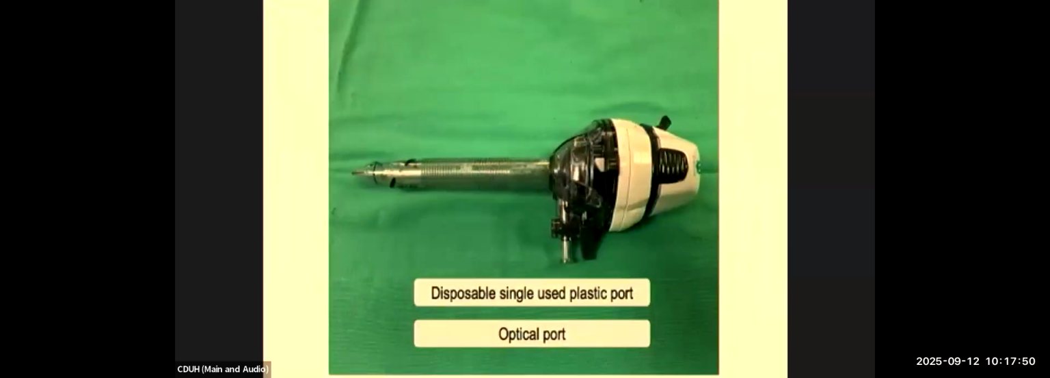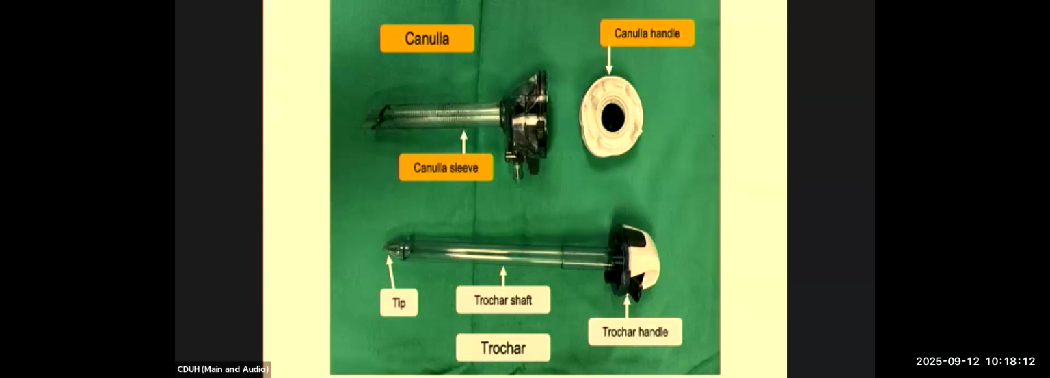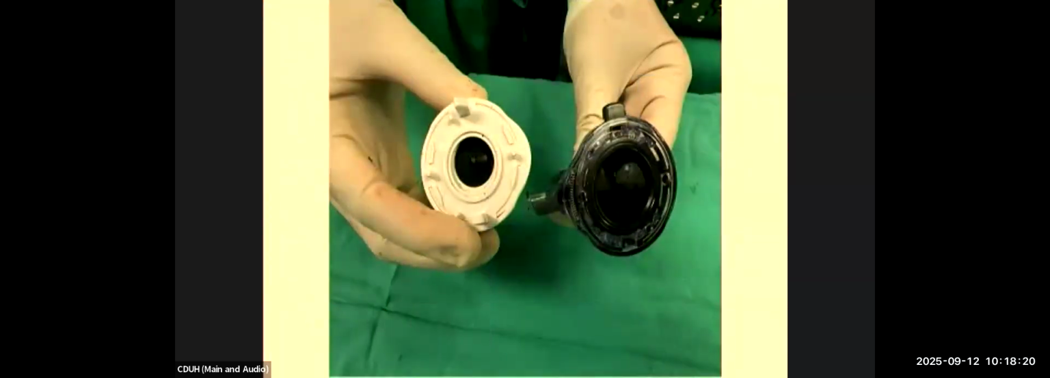Next, this is a disposable single-use plastic port, or we call it the optical port. You can disassemble this port. The upper one is a cannula, where the left side shows the cannula sleeve and also the cannula handle, and the below part is actually the trocar. It is called the tip, trocar shaft, and also the trocar handle. Next, this is how it looks.